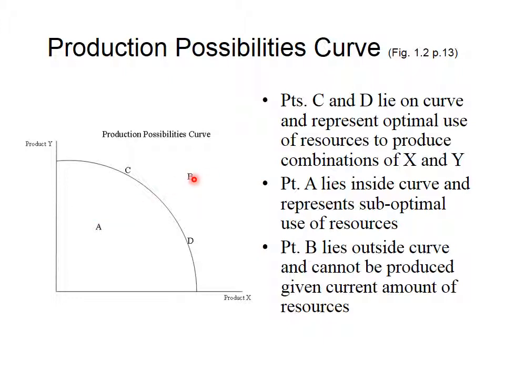Now, point B out here, I can't produce. Why? Because it's beyond my capacity. This is my productive capacity right here. It's what we refer to as plant capacity. That's the maximum I can produce. So point B is beyond my capacity. The only way I could reach that is if I expanded my resources, my factors of production.